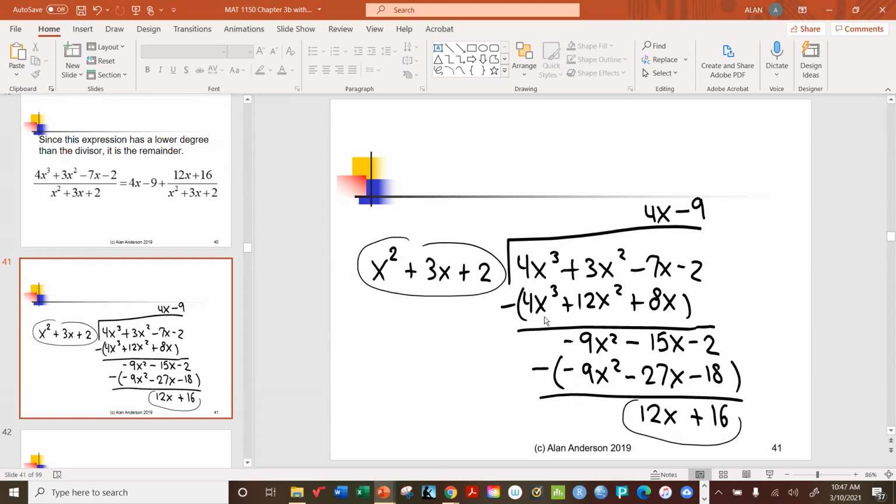Okay, remember, the remainder has to have a lower order than the divisor, or else it'll have to be 0. So that's how you know to stop. This is a linear function. This is a quadratic function. So that means you're done. So the final answer is that when you make this division, you've actually got f of x equals 4x minus 9 plus 12x plus 16 all over this expression, x squared plus 3x plus 2.